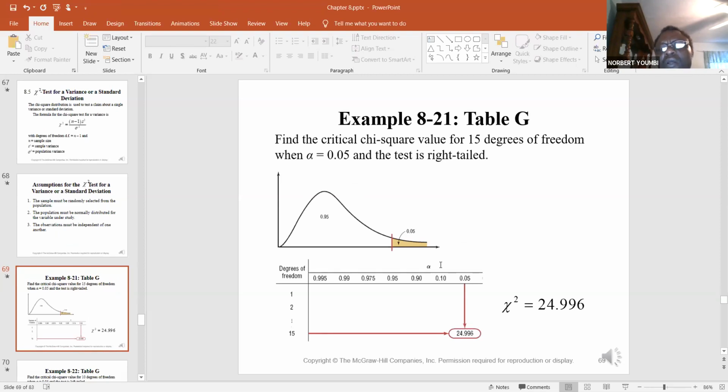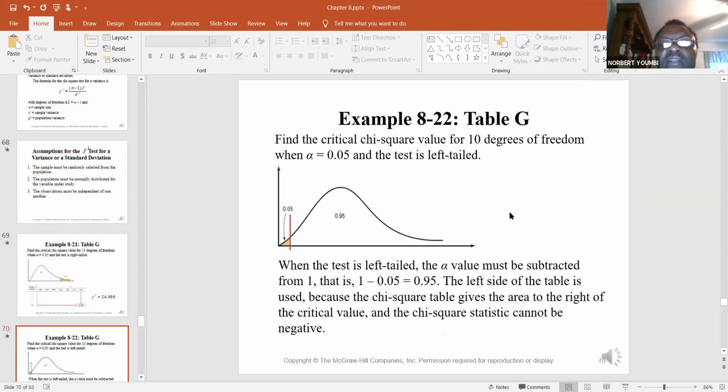To find the chi-square critical value, the degree of freedom is n minus 1. For a right-tail test, you use the degree of freedom, which is 15, and 0.05. For a left-tail test, you take the area to the right, so you will use 0.95 if it was a left-tail test. We will do the next example.